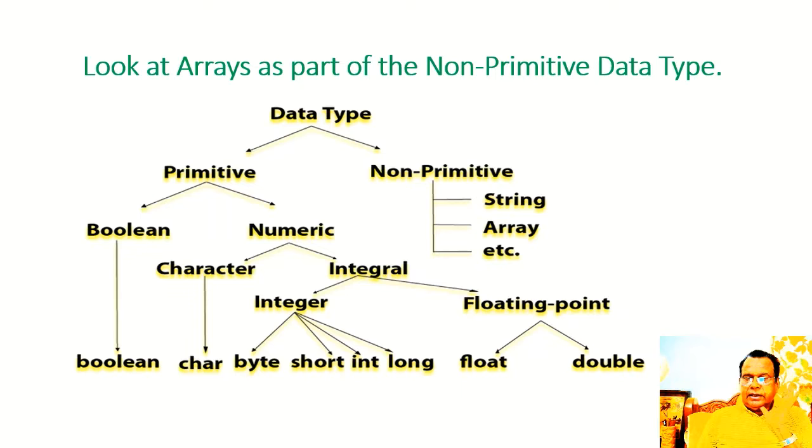This is a general classification of data types into non-primitive and primitive. Keep it in mind that array comes under non-primitive data type.